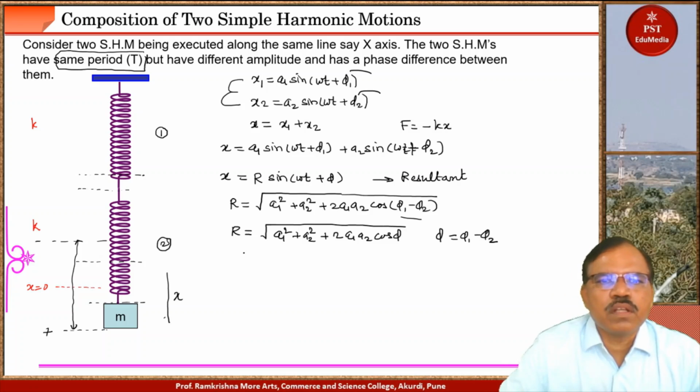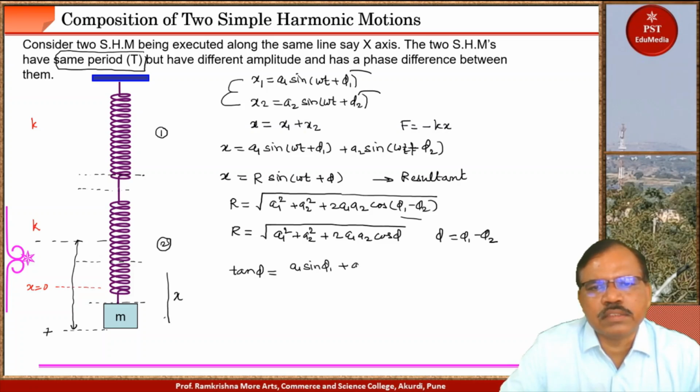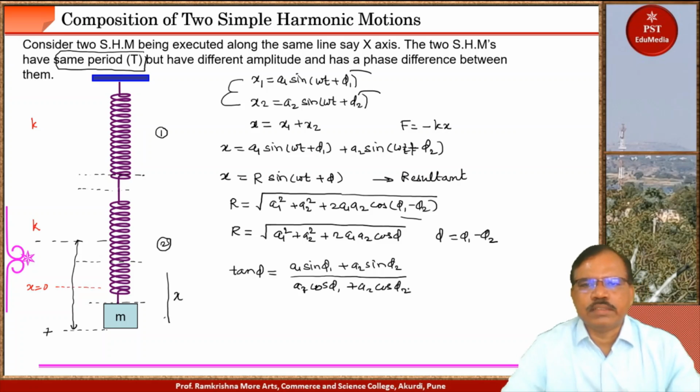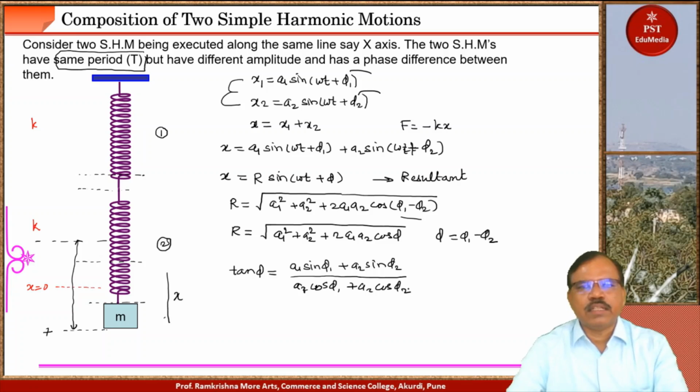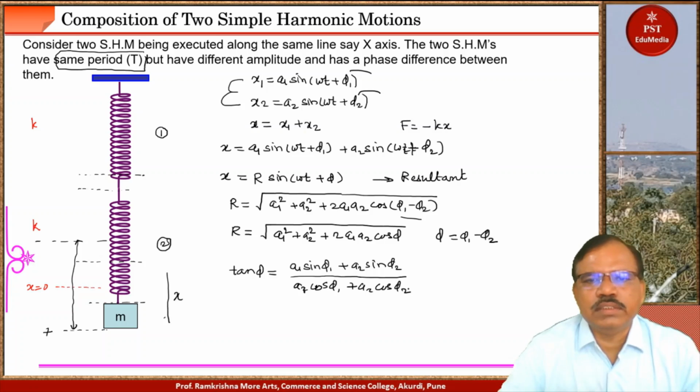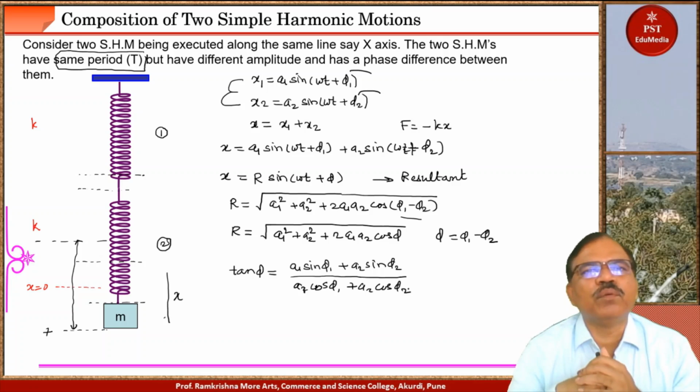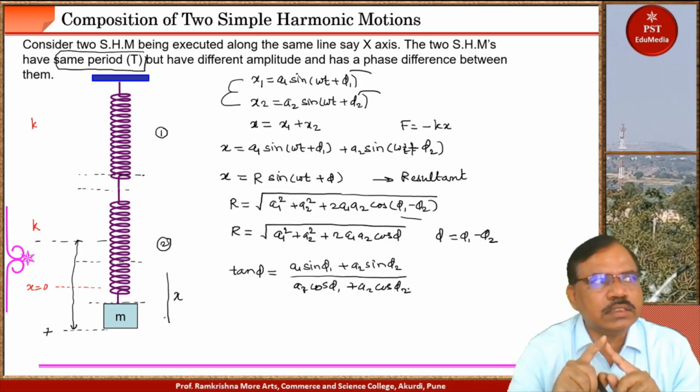And now what is phi? So we can obtain phi using this one. Tan phi is equal to A1 sin phi 1 plus A2 sin phi 2 upon A1 cos phi 1 plus A2 cos phi 2. So resultant amplitude depends on phase difference, and resultant starting phase depends on phi 1 and phi 2, A1 and A2. So this is general formulation for composition of two simple harmonic motions along the same line.